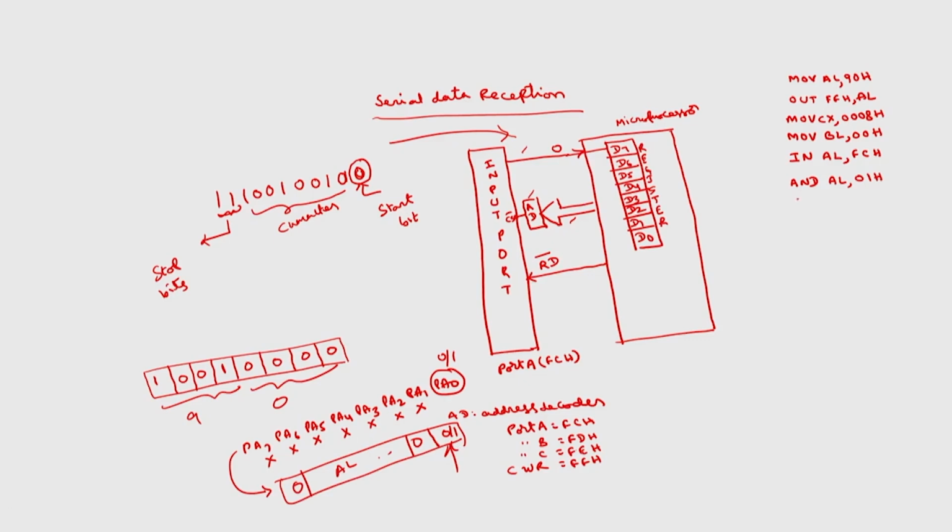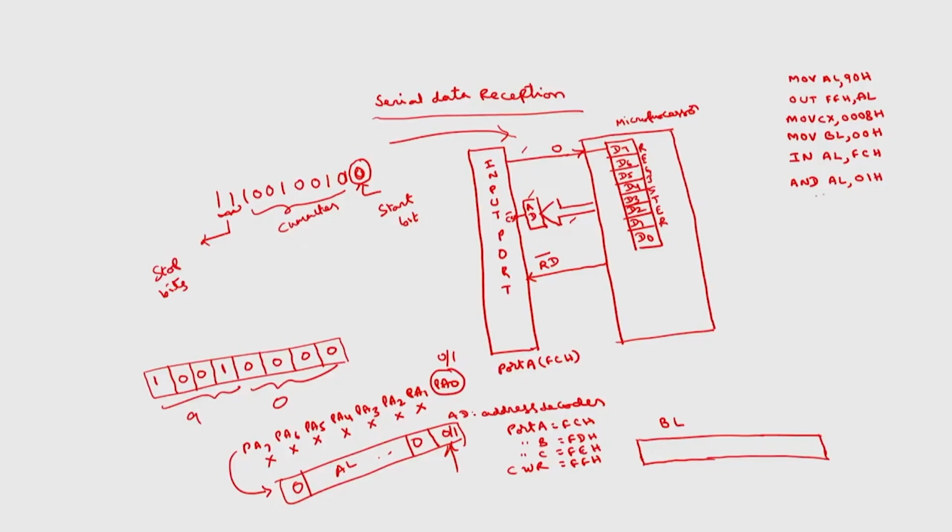Now, I will OR this because in BL I have taken 00H already. I want to store finally this received character onto the BL register. But the first bit will be the start bit. So, until the start bit is 0, I have to wait, because if the start bit is not 0, that is not a valid character. So, after ending with this one, I jump on carry here itself.